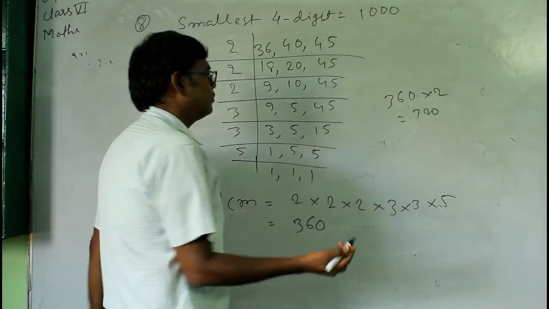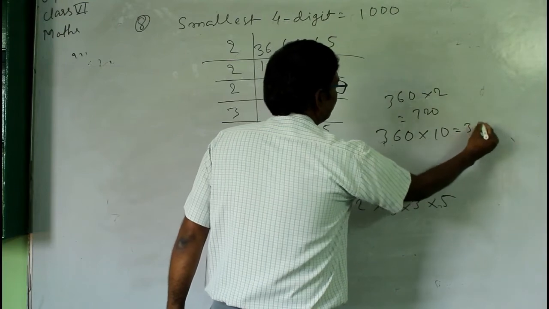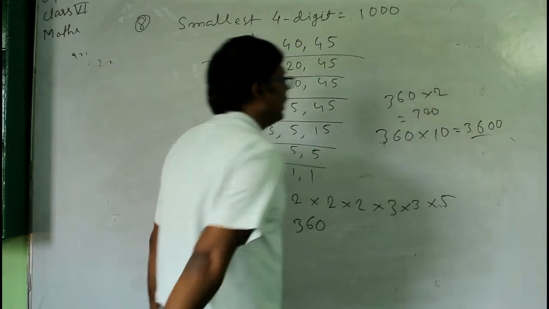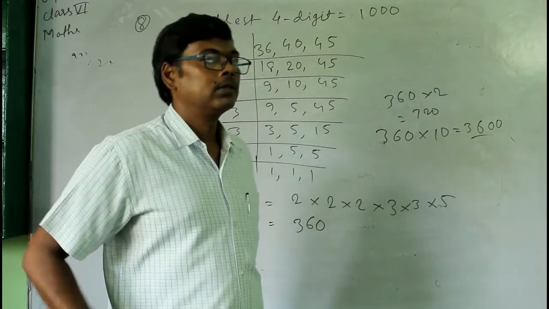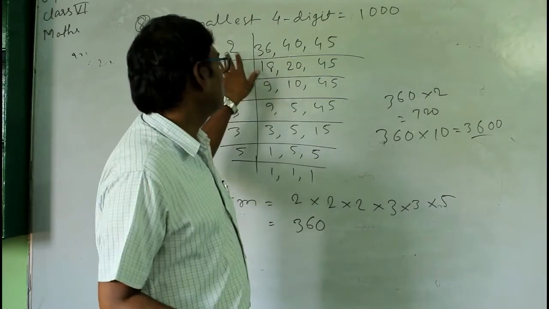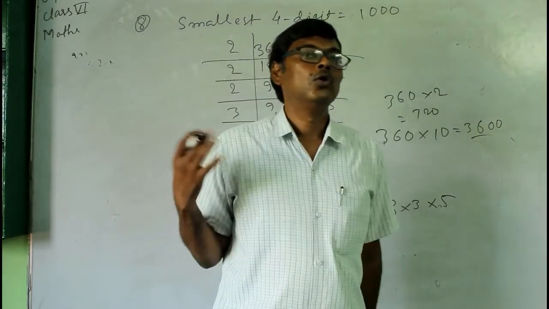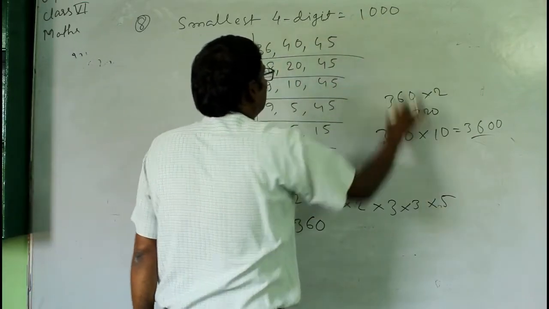Okay, if we multiply this number 360 by, suppose, 10, you will have this number, and this number will also be divisible by this. What I mean is that any multiple of this number will be divisible by these three numbers. Now here the smallest 4-digit number is this, but this is not our answer.